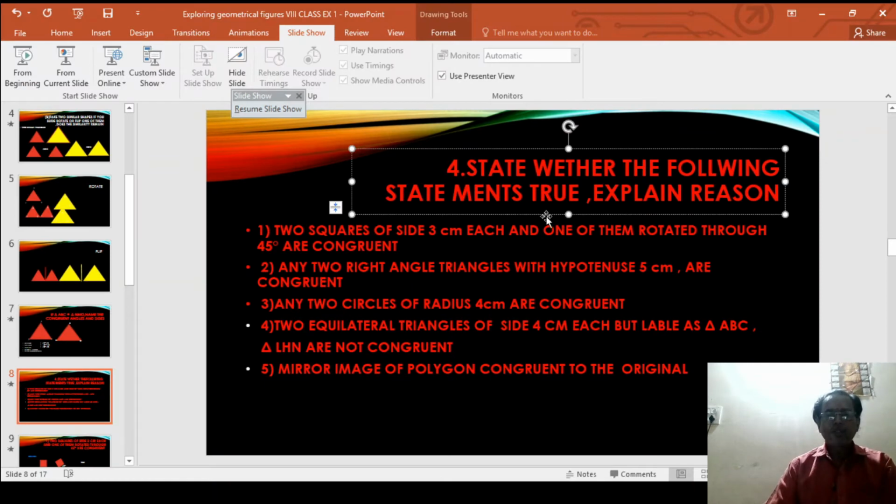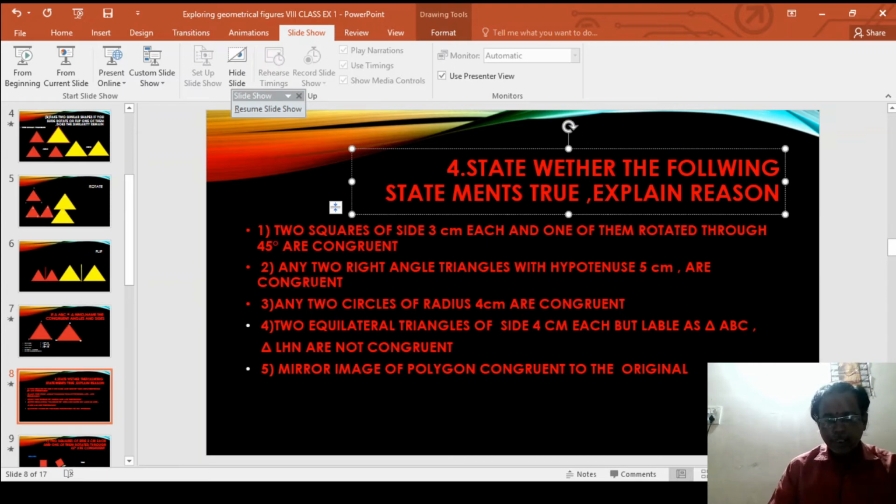Whether the following statements are true, explain the reason. In that one, first: two squares of side 3 cm each, and one of them rotated through 45 degrees, are congruent. Okay, two squares are there. One is normal in position, but another is rotated through an angle of 45 degrees. Can you say those two squares are congruent?